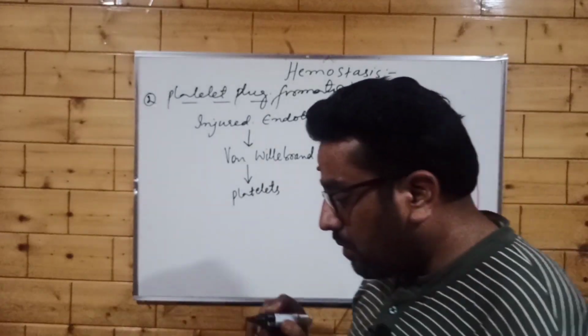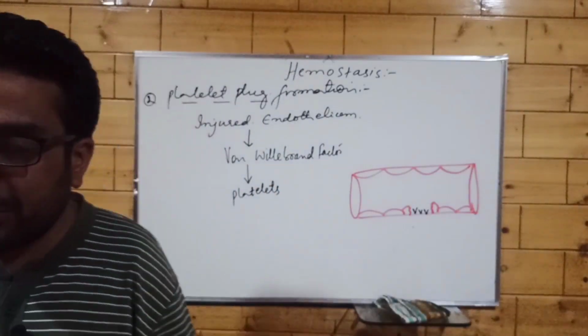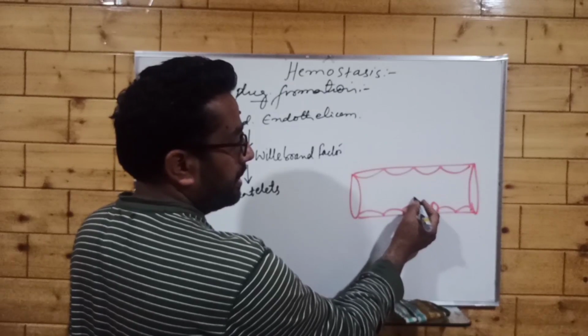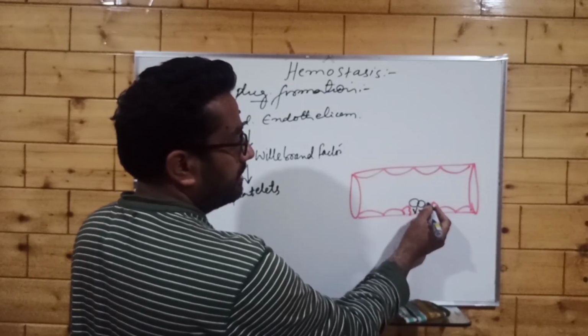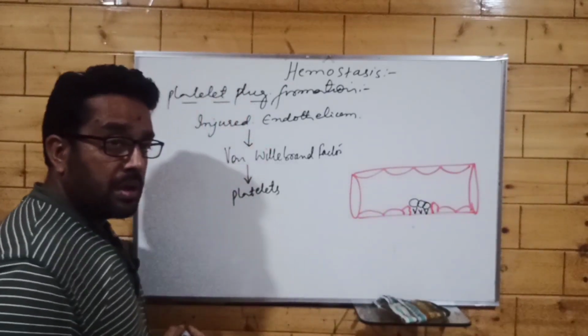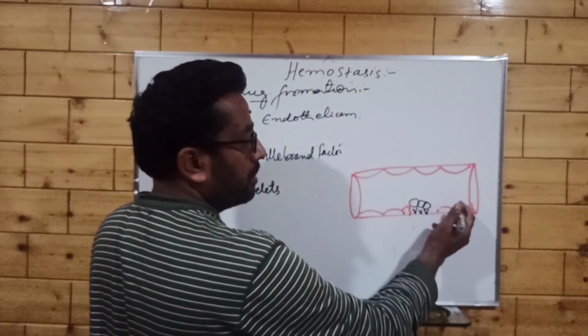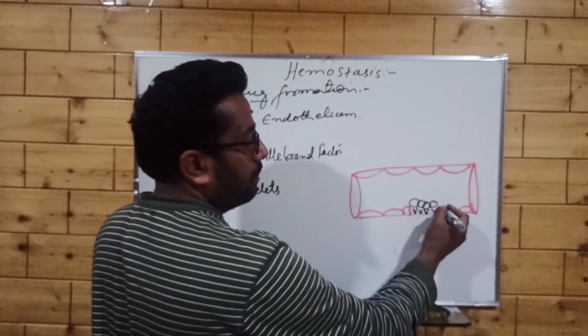It means that von Willebrand factor has a receptor present on the platelet surface. So definitely this is blood here. Platelets will come and they will sit on this factor, because platelets have a receptor. Platelets have a receptor for what? For the von Willebrand factor.